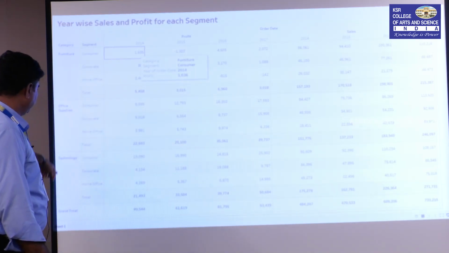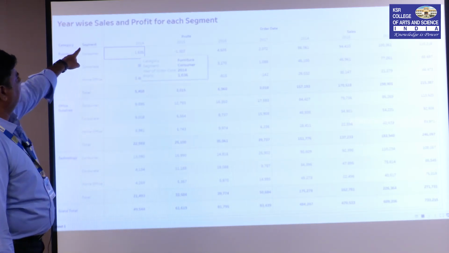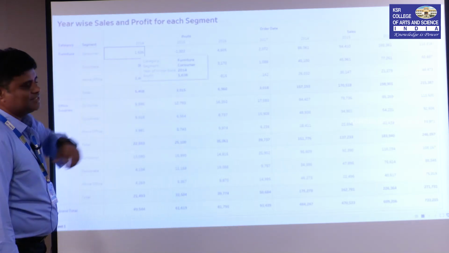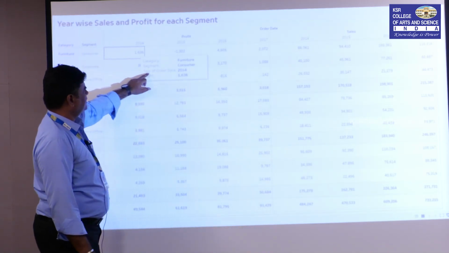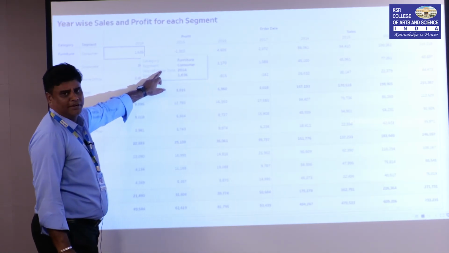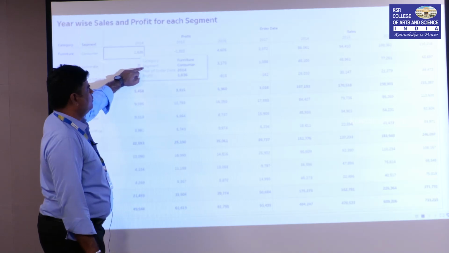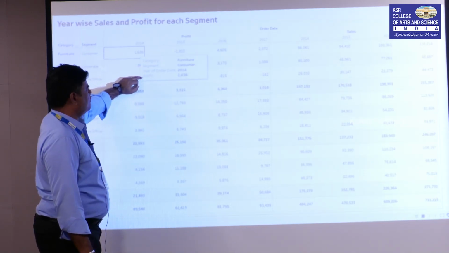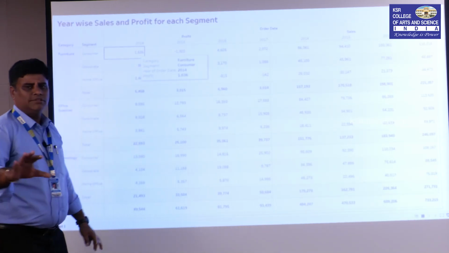Coming to here, these are category-wise, and we are showing the sales and profit for each segment. When I move the cursor over this area, a tooltip opens showing the category, the segment, the profit, the sales, and all the details.